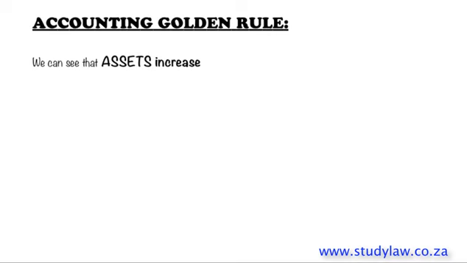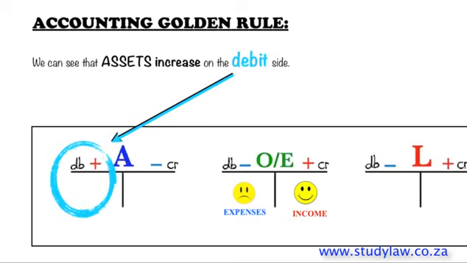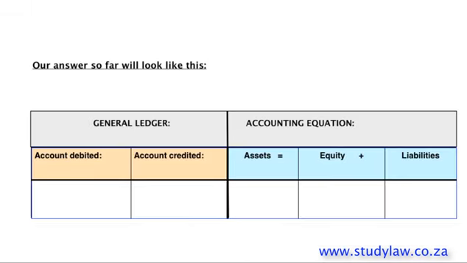If we look at the accounting golden rule, we can see that assets increase on the debit side. Therefore, the account to be debited will be called debtor's control, and specifically N Corsi. Our assets will increase by 252 Rand and 8 cents. Remember, it only increases by the amount that we are charging for interest.